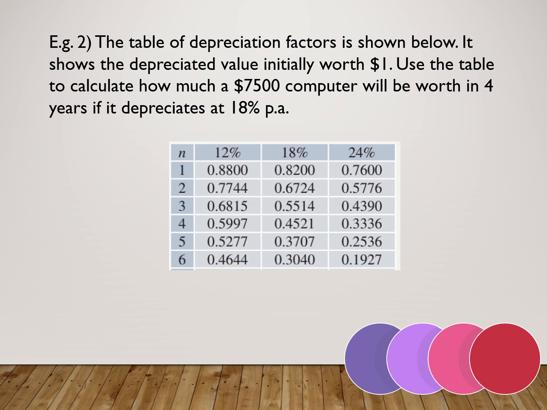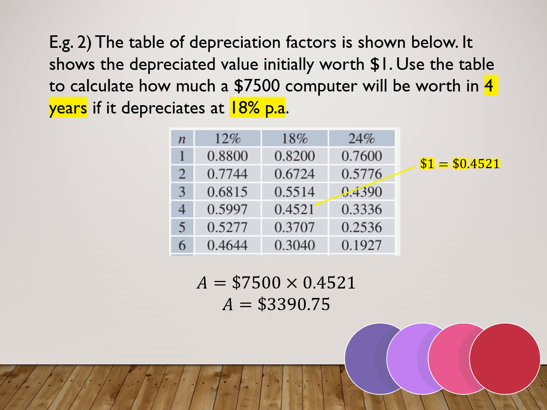Our second example is on the depreciation. So when it's initially worth $1, how much will it depreciate to over a particular period of time, depending on these percentages and the number of years that it depreciates. So we're going to look at $7,500 depreciating for 4 years at 18% per annum.